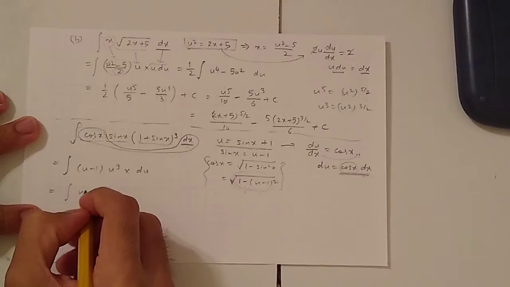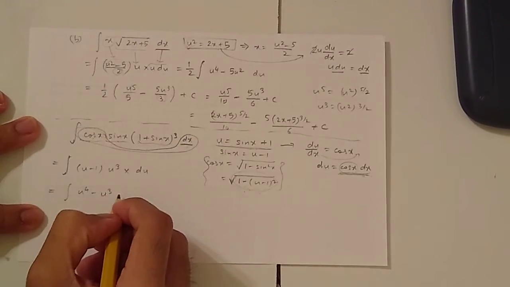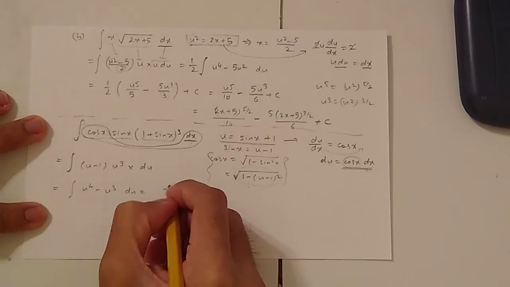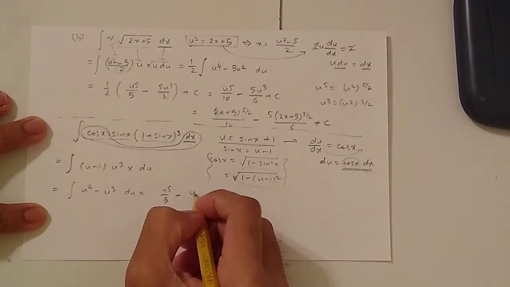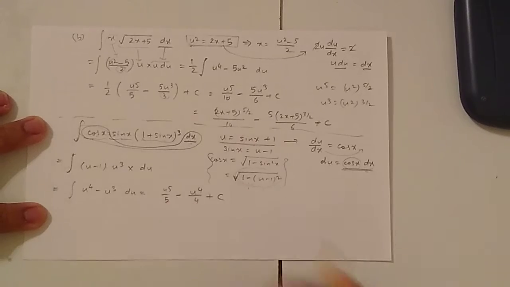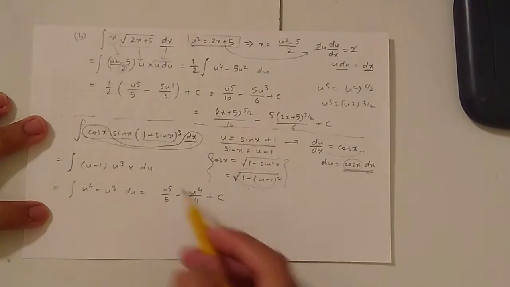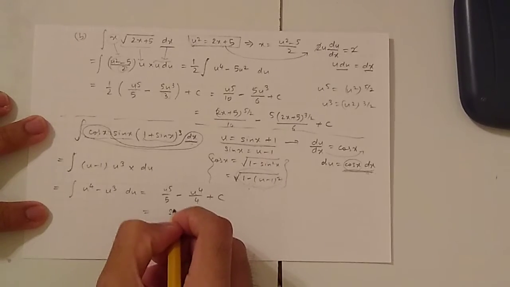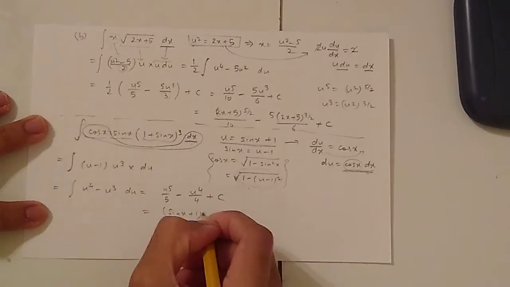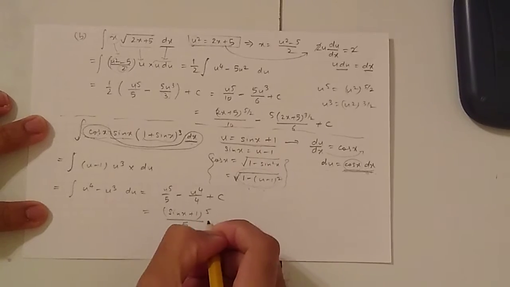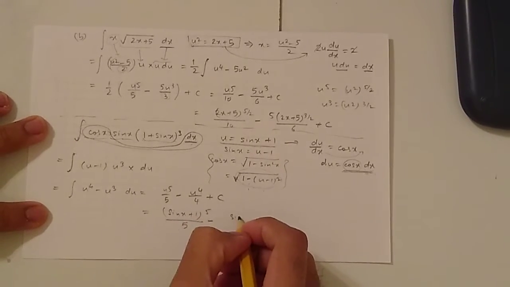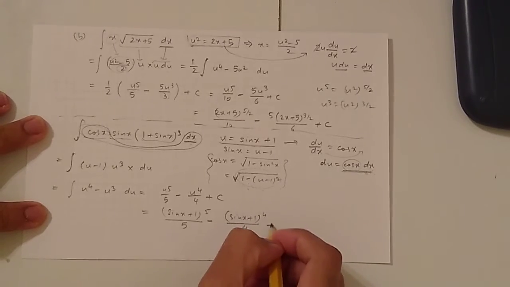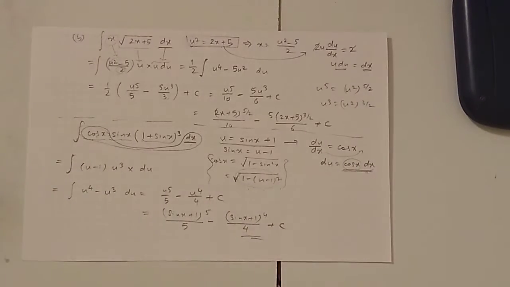Expand the bracket, you get u raised to 4 minus u cube, the whole with respect to u. And that becomes u raised to 5 by 5 minus u raised to 4 by 4 plus c. Now you need to substitute u back, so that is sin x plus 1. So this is going to be equal to (sin x plus 1) the whole raised to 5 by 5 minus (sin x plus 1) the whole raised to 4 by 4 plus c. And that's your answer to this question.